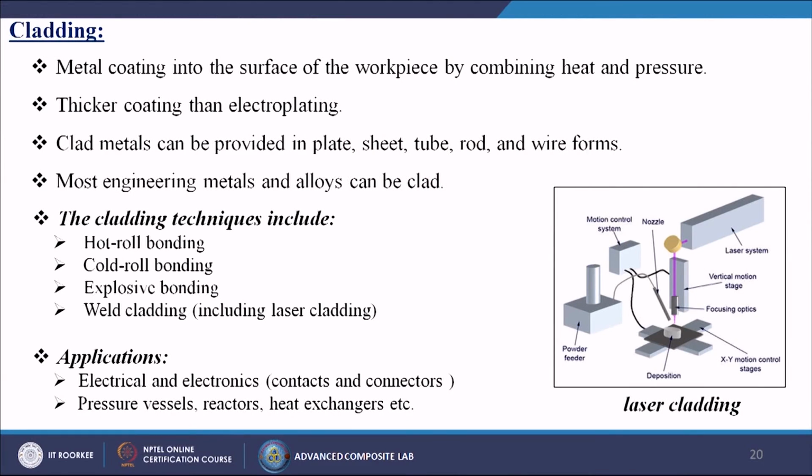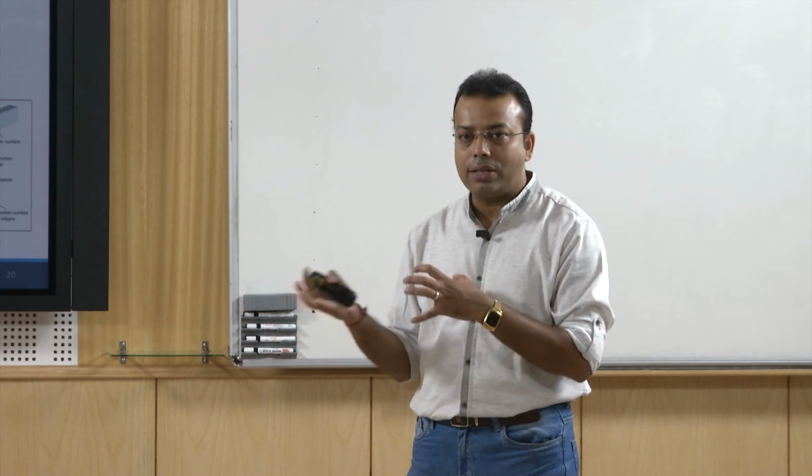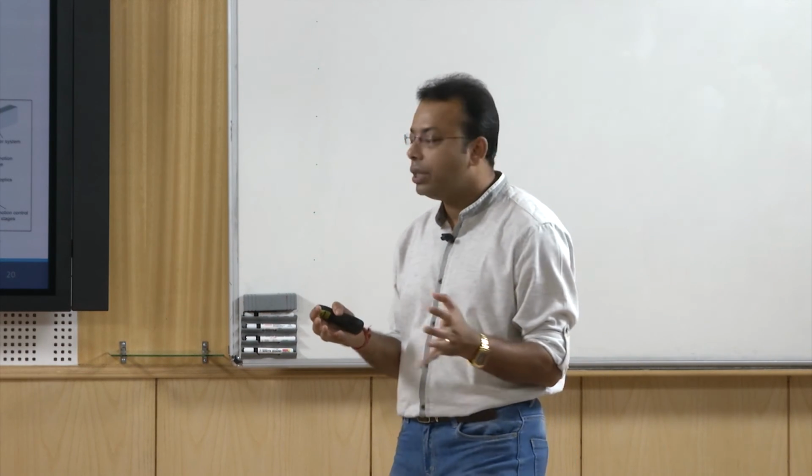It gives a thicker coating than electroplating. Clad metals can be provided in plate, sheet, tube, rod and wire forms. Most engineering metals and alloys can be clad. From this figure, you can see this is your substrate, then you give the laser from the laser source, and you have a powder feeder. The powder comes directly into contact, and the whole thing is inside a pressurized chamber. So, you are increasing the pressure as well as the temperature.